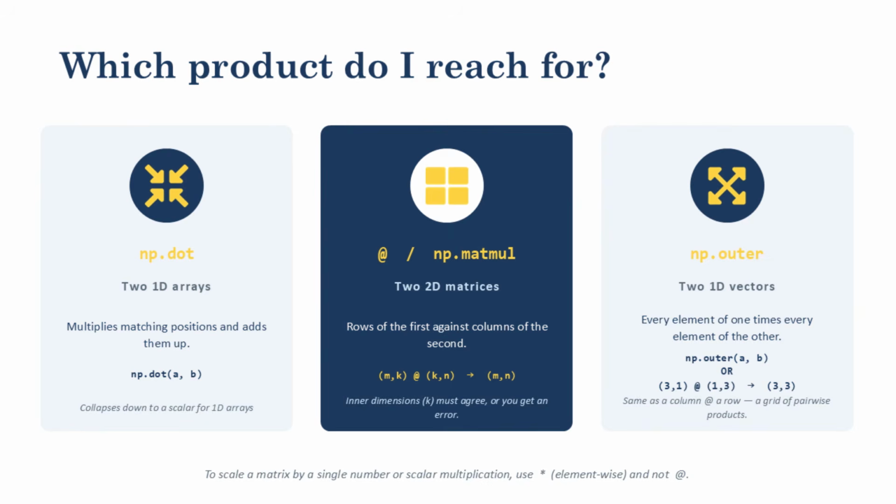For quick reference, the dot product of two vectors is np.dot. Multiplying two matrices, use @ as long as the inner dimensions agree. Every pair, or pairwise outer product, use np.outer, which is just column times row.